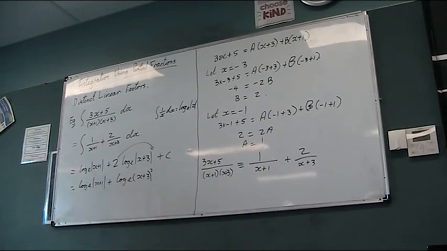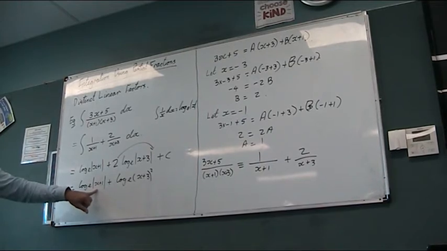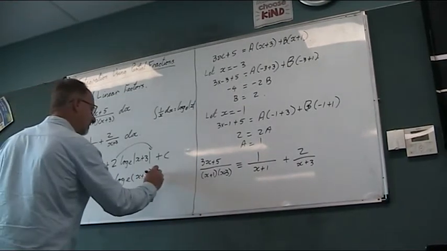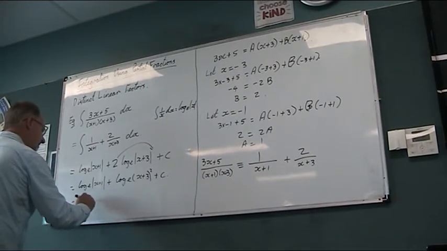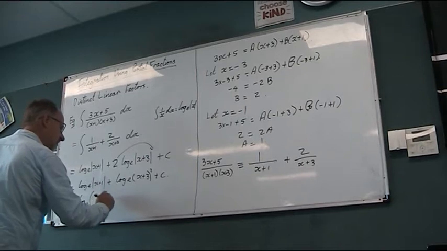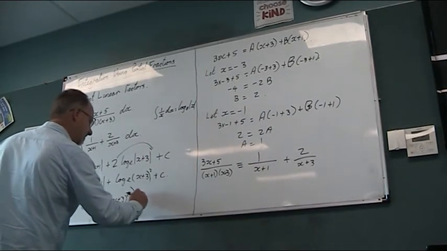But I still need it here with the x plus 1, because that could be negative. Plus some constant, and then you can whack them together with another log law. So that's the magnitude of x plus 1 times x plus 3 squared plus some constant.